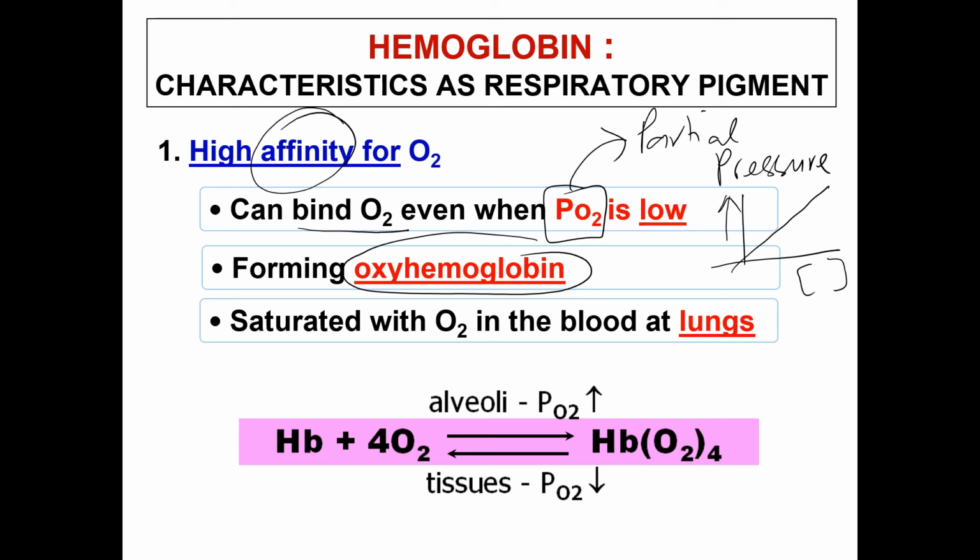Sebab masa kita tarik nafas dan kita akan dapat banyak oksigen, dan kemudian oksigen tu akan serap diffuse into the blood capillary and then bind to the hemoglobin, forming oxyhemoglobin. Sebab tu dia kata hemoglobin will be saturated with oxygen in the blood at lungs. Jadi once kita dah sedar tarik nafas, oksigen akan terikat kepada hemoglobin membentuk oxyhemoglobin. Kemudian akan dibawa ke tisu-tisu yang sedang berespirasi.